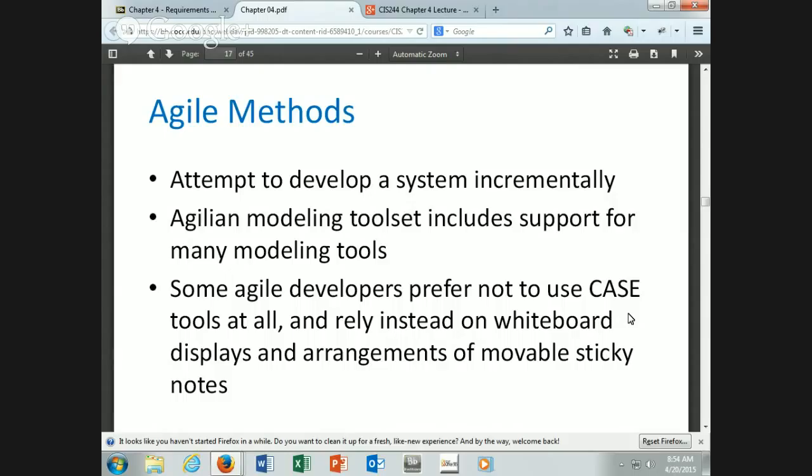So Agile methods attempt to develop a system incrementally. So we're breaking it up in parts. A tool set includes support for many modeling tools. Yes, but developers prefer not to use CASE tools at all. They rely instead on whiteboard displays, arrangements, and movable sticky notes. So that's what we're doing, right? We're using a combination of Agile and game storming. Game storming came from the whole Agile method.